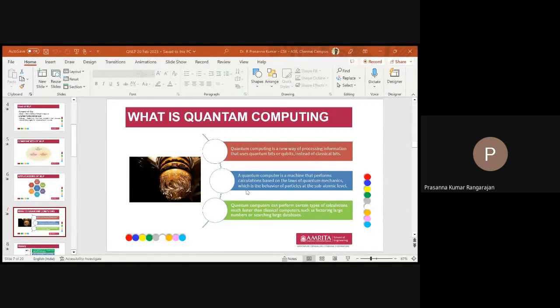When we try to find the location of an electron more precisely, the less we will be able to tell about the momentum of the particle. This is the second law, which is nothing but the uncertainty principle. And of course, the third one is superposition. I'm not going much deeper into quantum computing. I just wanted to tell what is particle duality, what is the uncertainty principle, what is superposition. These are the three laws that govern quantum computing or quantum mechanics.